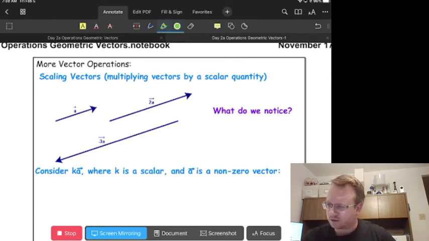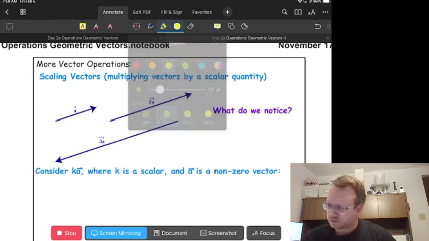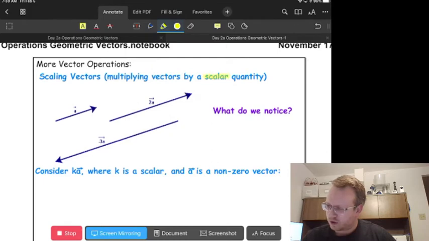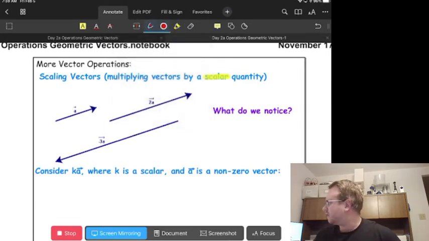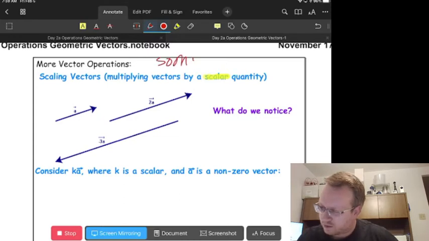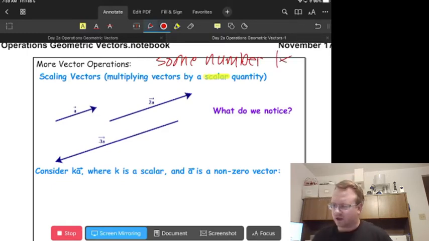So scalar, remember, whereas a vector has direction and magnitude, a scalar quantity is basically just a number. So scalar, so that's going to be some number k. All right, so let's take a look.